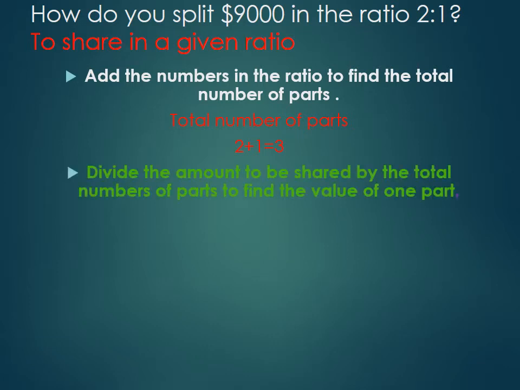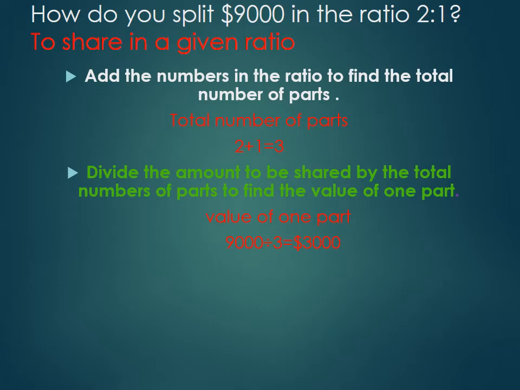Second step, divide the amount to be shared by the total number of parts to find the value of 1 part. What does this mean? Divide the amount. What is our amount here? Yes, our amount is $9,000. We want to divide it by the number of parts. How many parts do we have? We have 3. So we will divide 9,000 by 3. Why do we divide? To find the value of 1 part. So 9,000 divided by 3 equals $3,000.